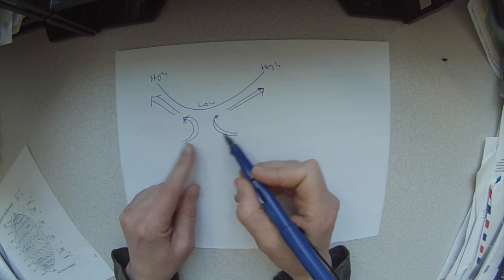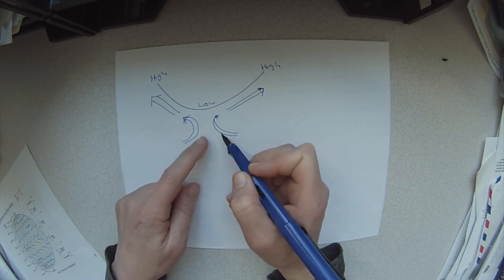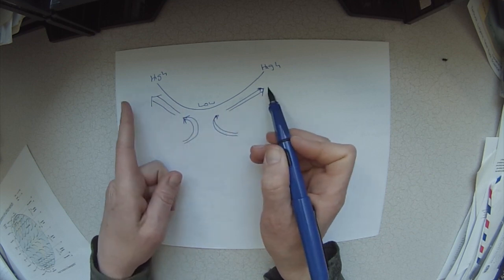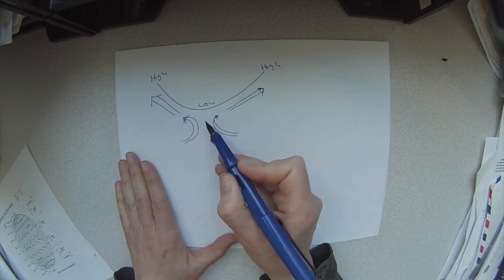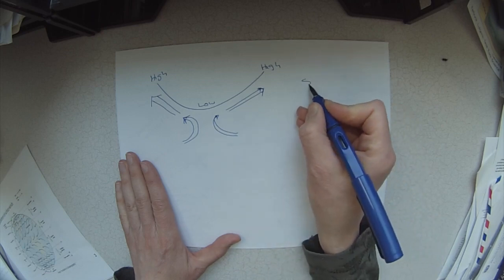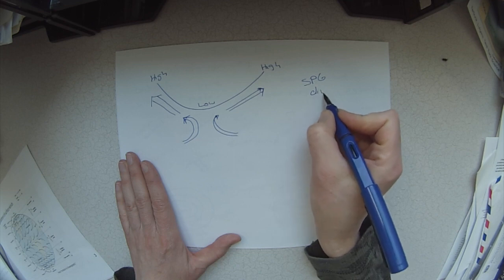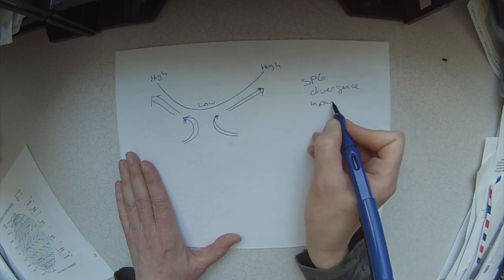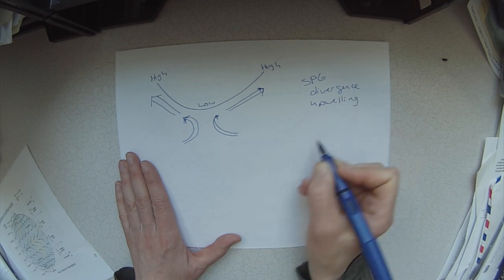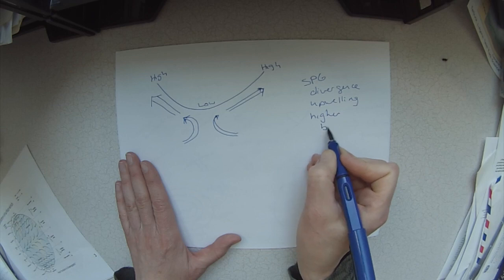Remember that the deeper water has higher nutrient concentrations in it, and so as this nutrient-rich water is brought to the surface by this, we can generate higher biological productivity in the center. So these subpolar gyres are marked by divergence, which creates upwelling, and higher biological productivity.